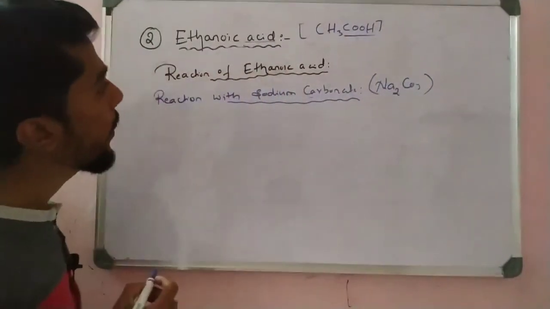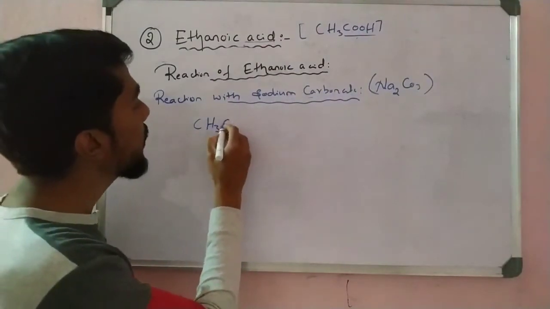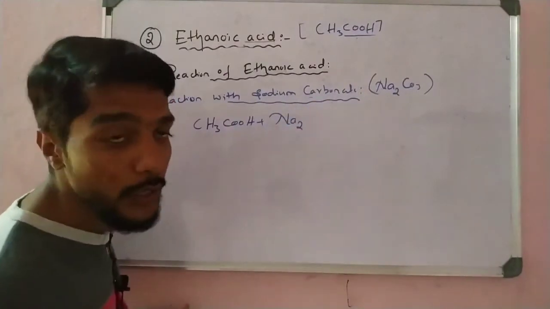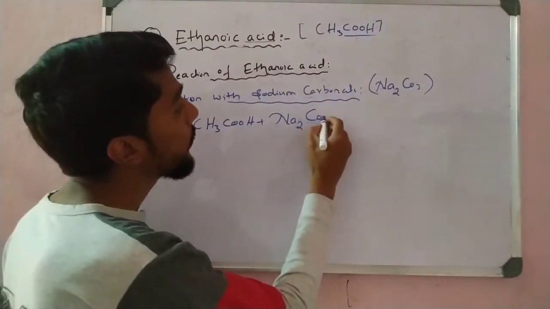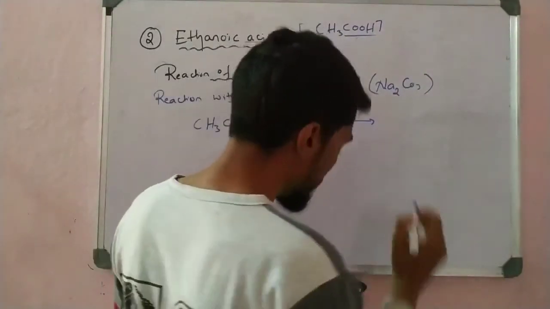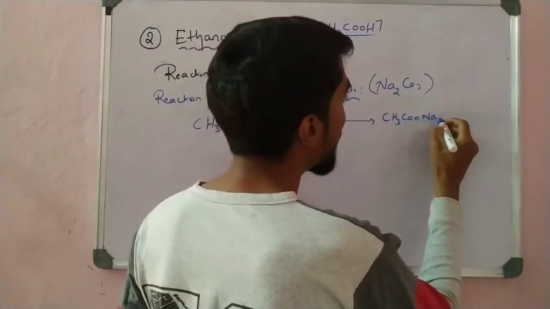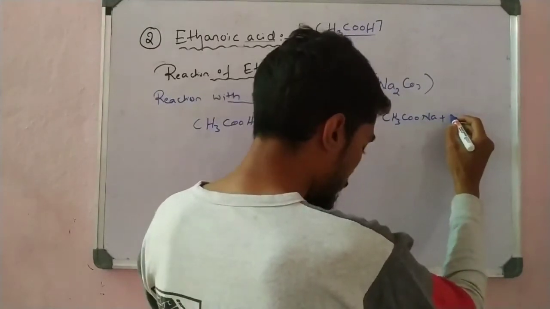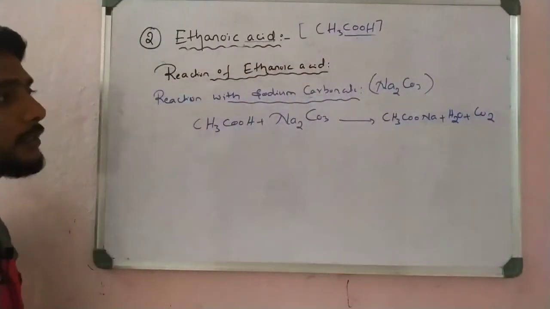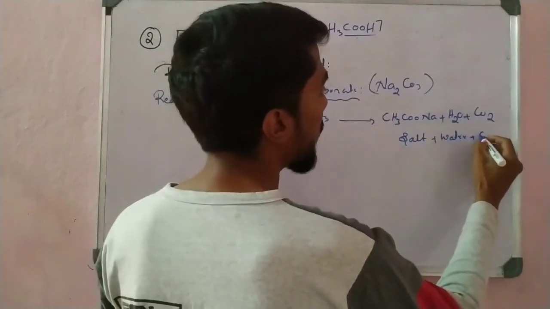So let us see what happens when ethanoic acid reacts with sodium carbonate. Ethanoic acid is nothing but CH3COOH, and it reacts with the metal carbonate, that is sodium carbonate, Na2CO3, washing soda, right? So what happens? We observe that salt is formed, CH3COONa, plus water, and plus carbon dioxide. That is, salt plus water plus carbon dioxide is formed.